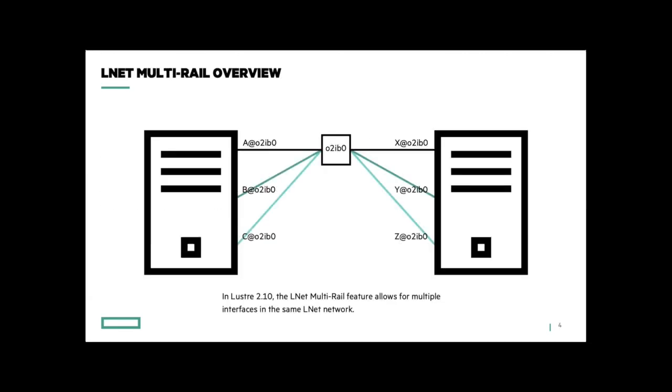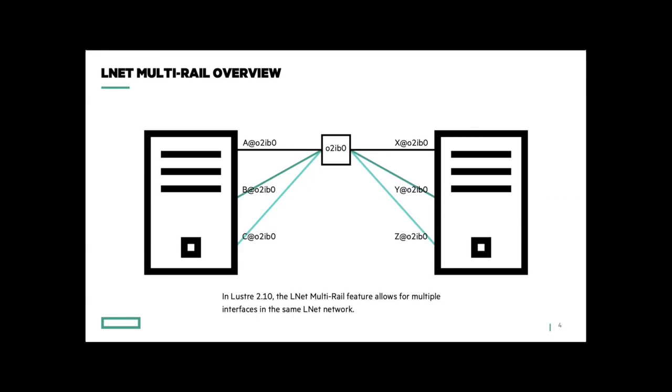The LNet multi-rail feature allows multiple interfaces on the same LNet network, and it allows multiple LNet endpoints, or NIDs, to be associated with a single peer. This allows us to simplify the configuration that is needed to enable multiple network interfaces, and it lets LNet fully leverage available network capacity. Now historically, one LNet NID was equivalent to one LNet peer. But now with multi-rail, we have multiple LNet NIDs associated with a single LNet peer.